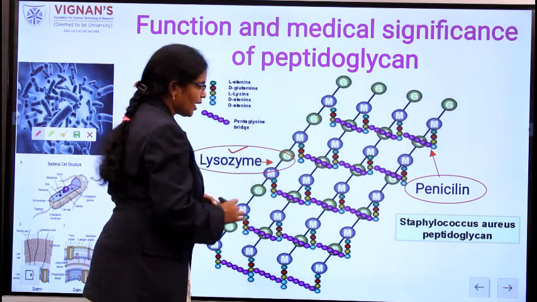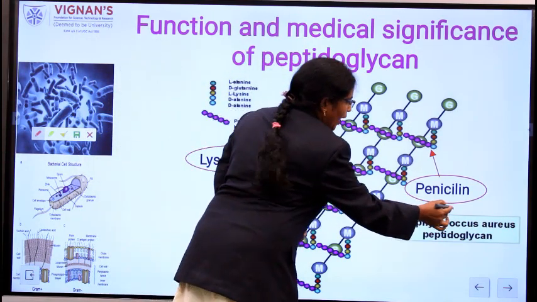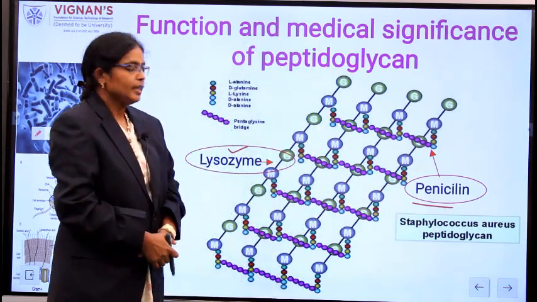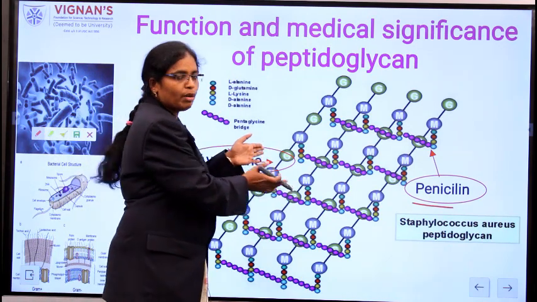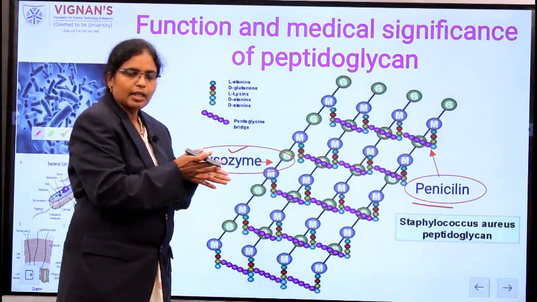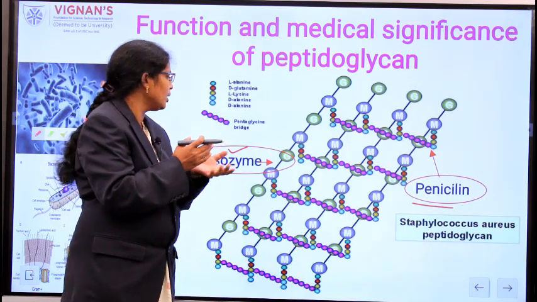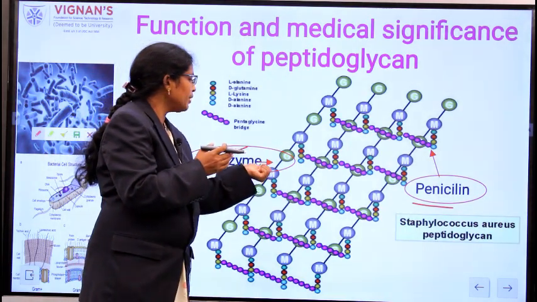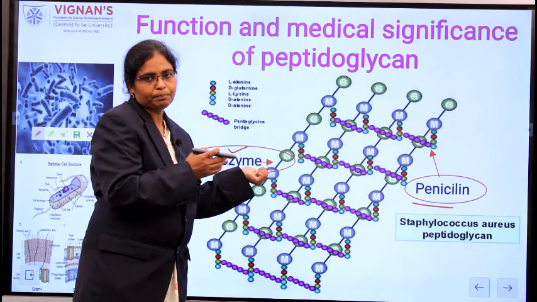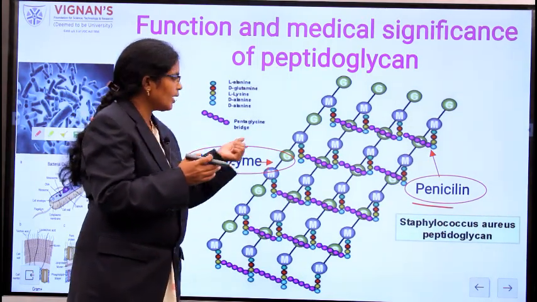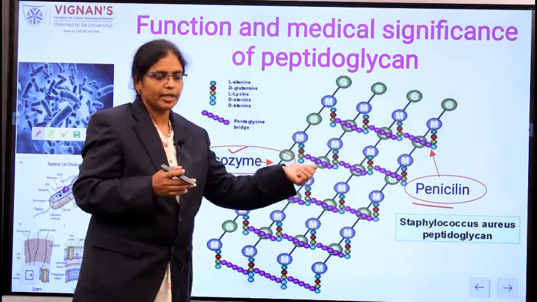Here you can observe the antibiotic penicillin. These two act on the cell wall material peptidoglycan. They break the peptidoglycan structure. How do they break it? They break the bond between the NAG and NAM. So this is the enzyme and that is the antibiotic.